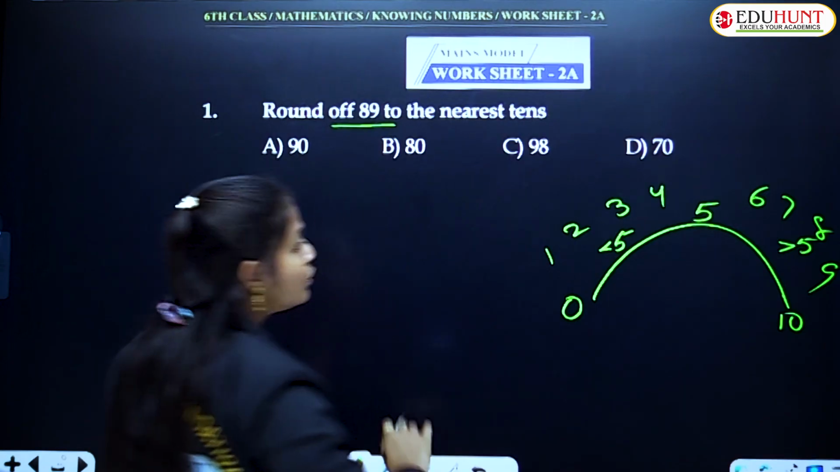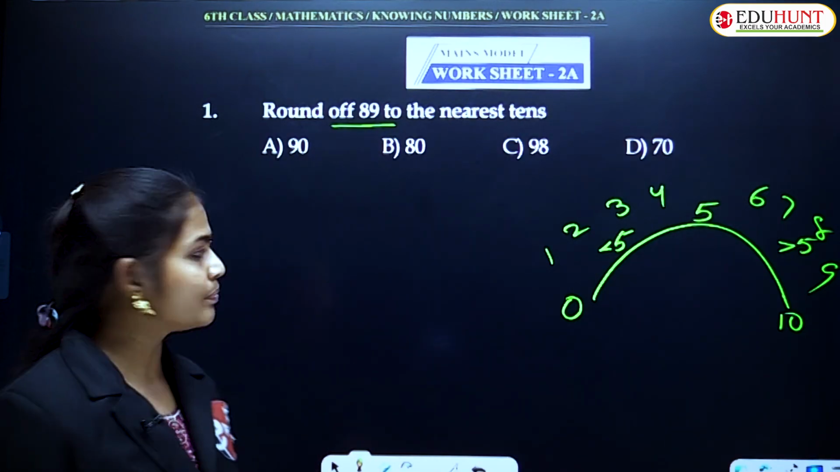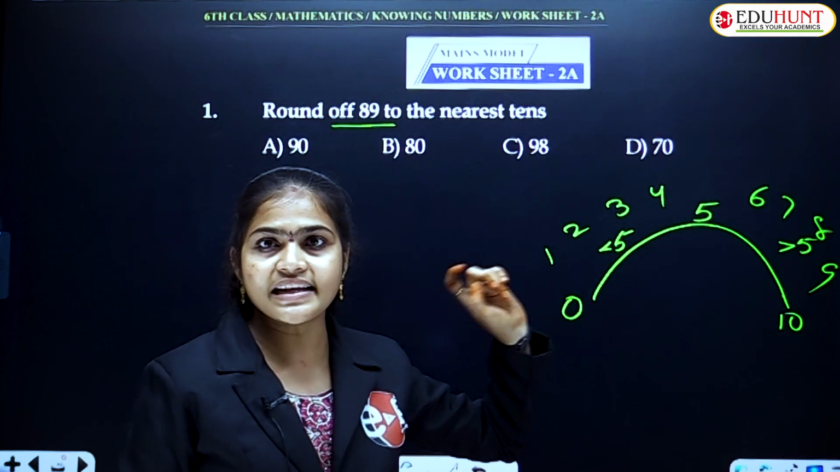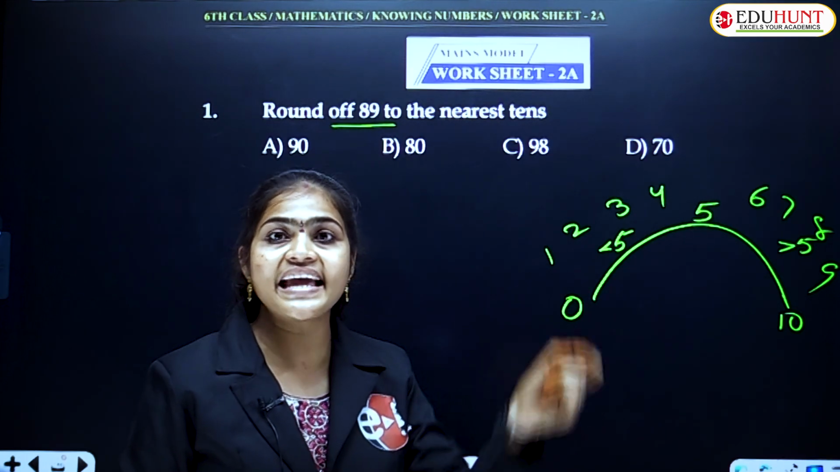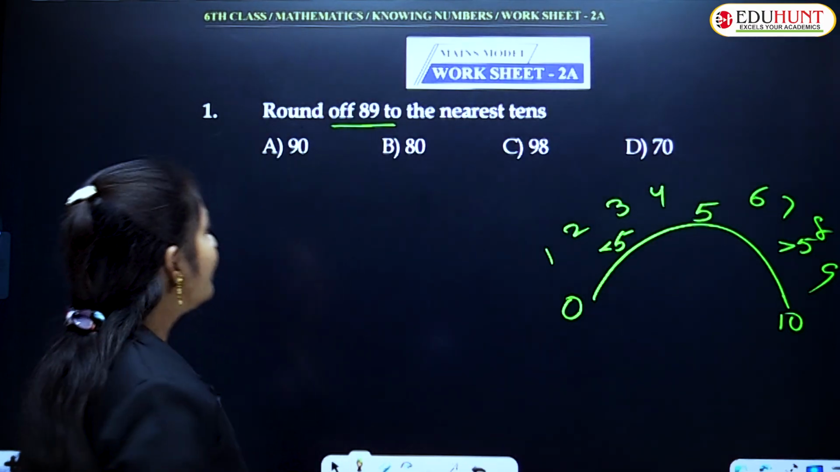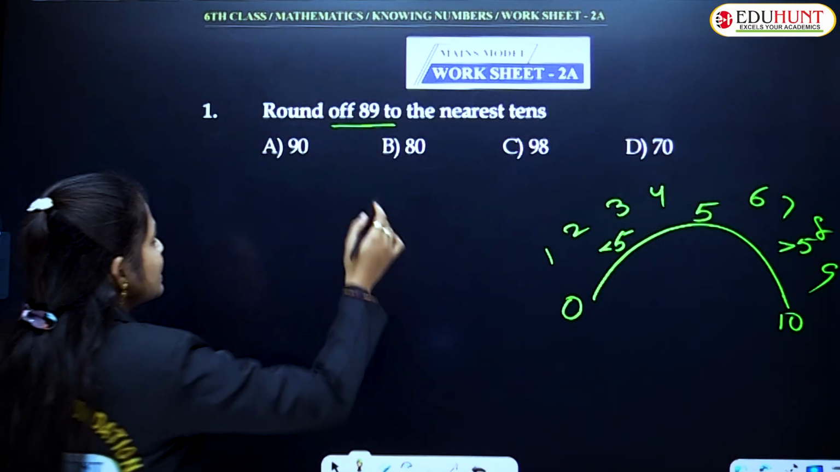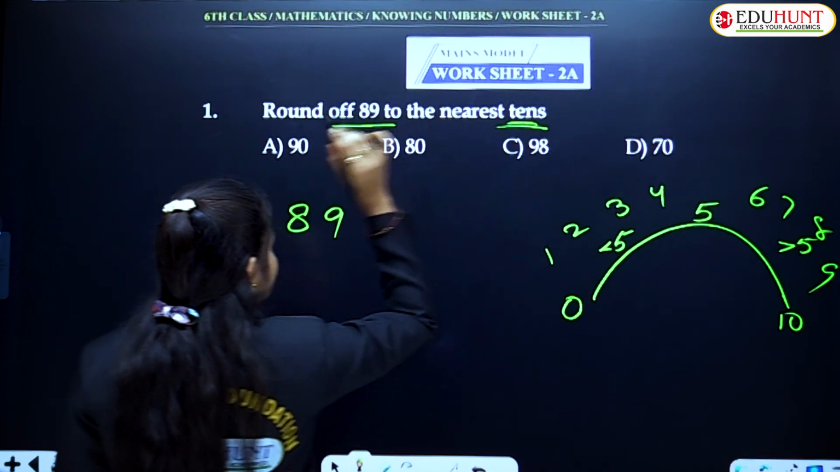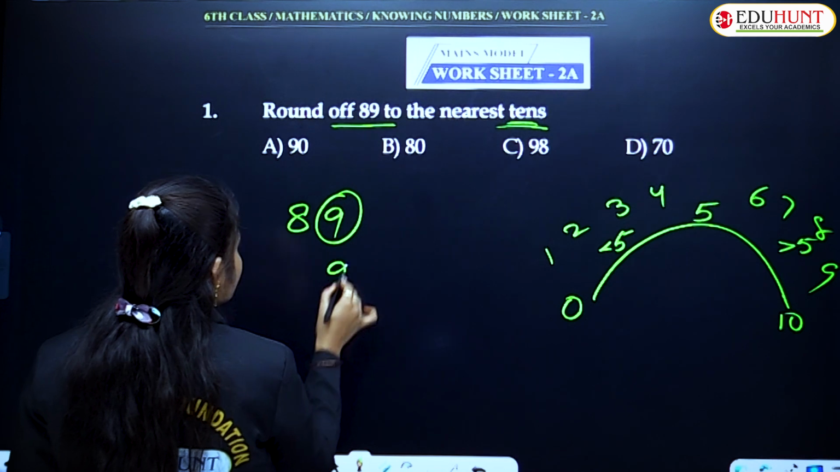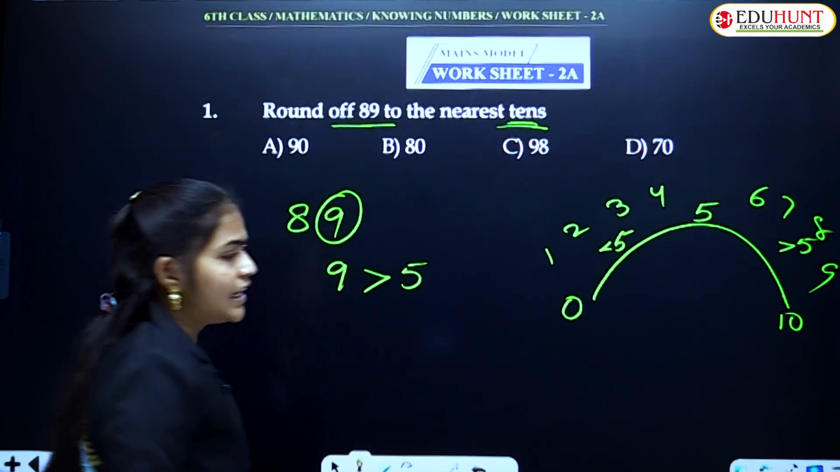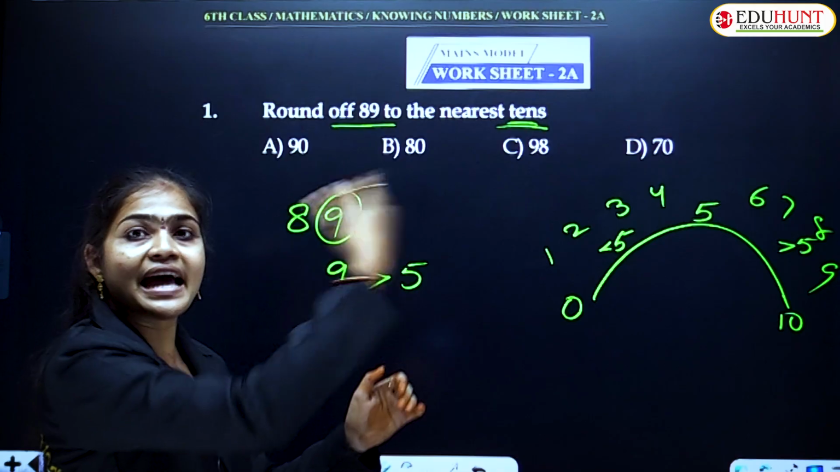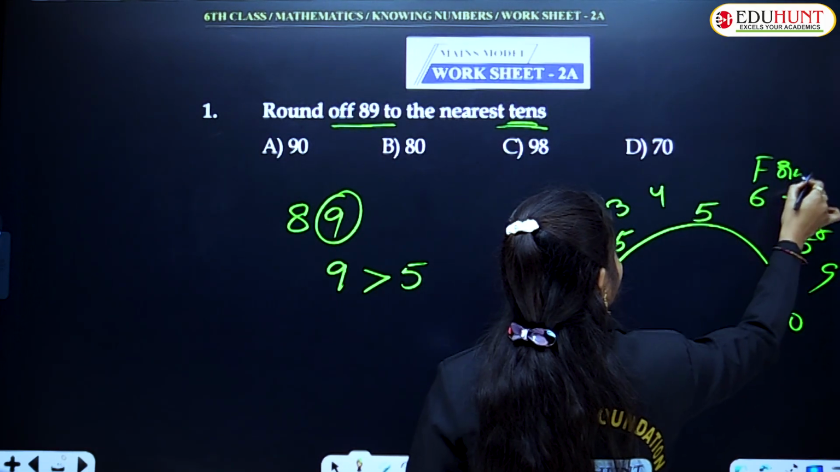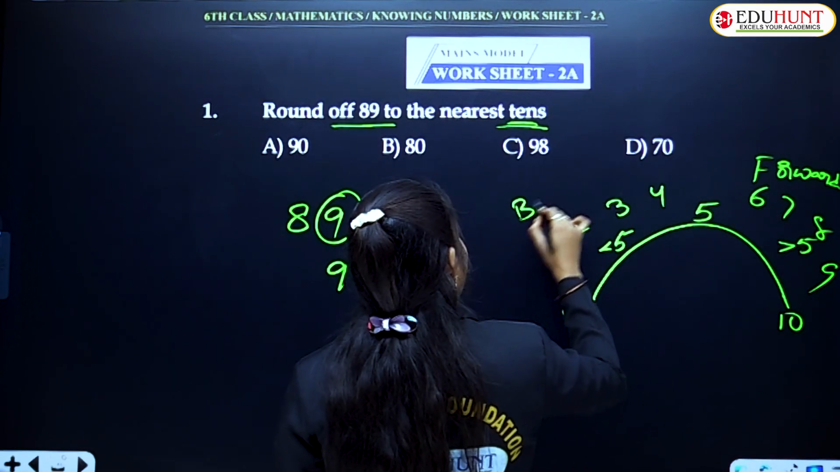As per this, what is the question? Round off 89 to the nearest tens. While finding the nearest tens, we have to compare the digit in the units place. In 89, the units digit is 9, no? So 9 is greater than 5. If the digit is greater than 5, which direction do we move, forward or backward? This is the forward direction and this is the backward direction.